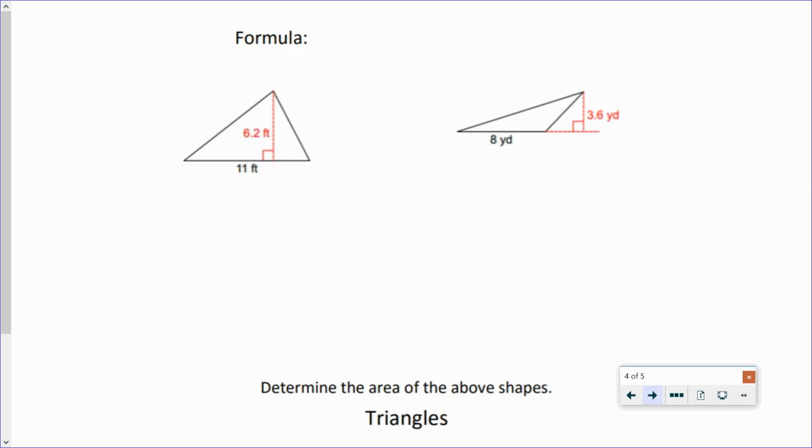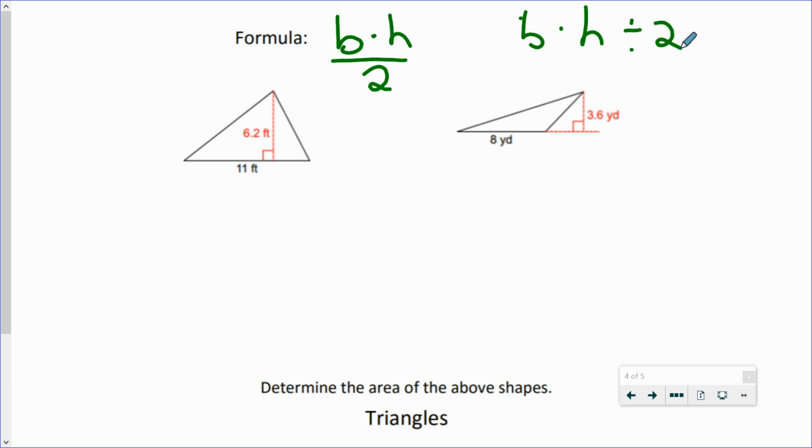Our next shape is a triangle, and our formula, you could write it a couple different ways. I always write it as base times height divided by 2. You could write it as base times height and then divided by 2. And some people write it as 1/2 base times height. All of them will give you the exact same answer. So triangles, again, the height is where the 90-degree angle is. So the 90-degree angle is outside my triangle in the second example.